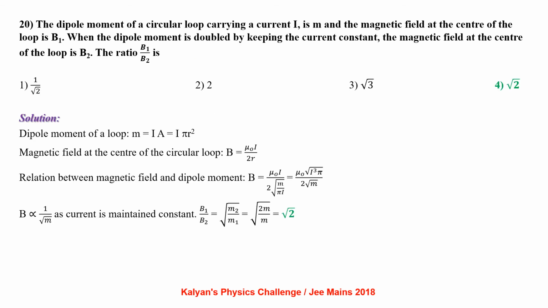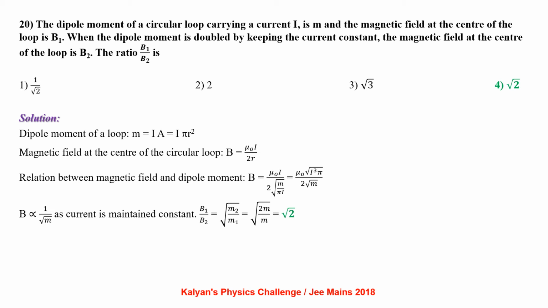The dipole moment of a circular loop carrying a current I is M and the magnetic field at the center of the loop is B1. When the dipole moment is doubled by keeping the current constant, the magnetic field at the center of the loop is B2. The ratio B1 by B2 is? Dipole moment of a loop M equals I into A, that is I into pi r square for a circular loop.